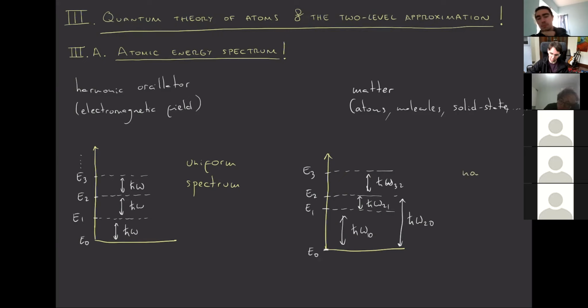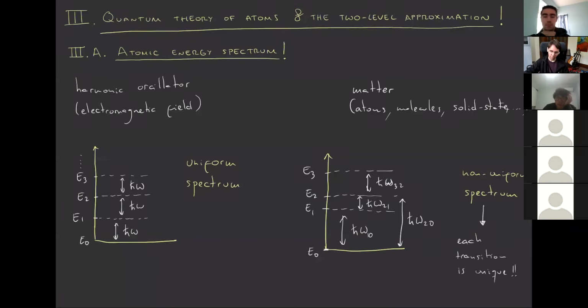And then we say that we have a non-uniform spectrum, okay? And why is this interesting? Even if it seems much more complicated than the harmonic oscillator, where at least you have a simple structure for the spectrum, at the end of the day it will make things much more simple. Why? Because each transition is unique.